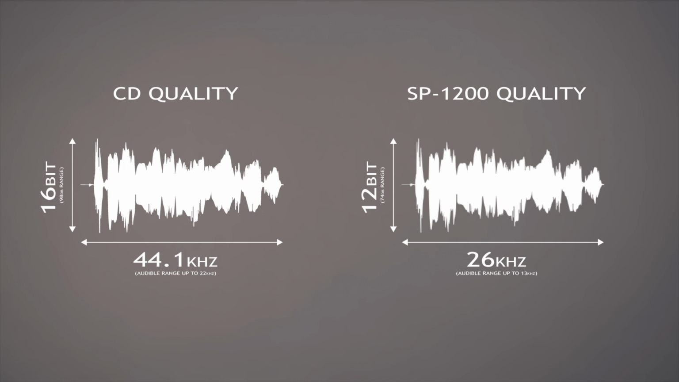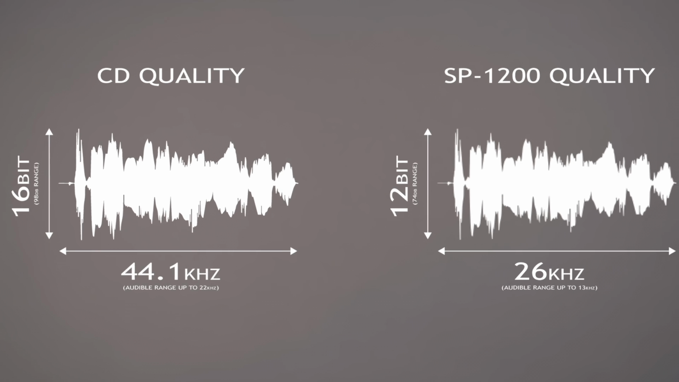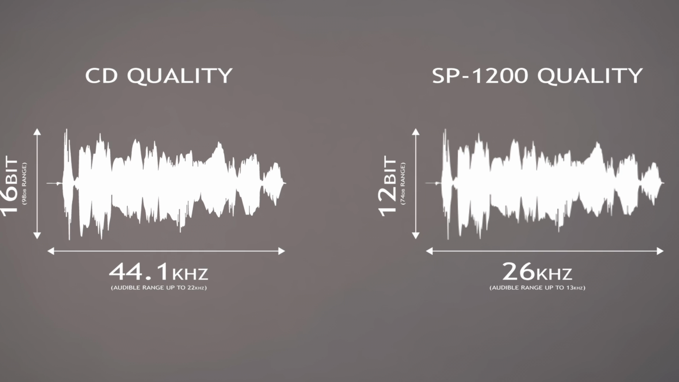When we compare this to the CD quality example, we can see we have a much lower signal-to-noise ratio, 74 versus 98, so that noise floor is starting to creep up and we're getting way less resolution to the audio. And then we can see that the SP1200's maximum audible frequency is significantly lower than CD quality, and that difference will be perceivable by the human ear. We're starting to lose the higher frequencies, and the overall tone is going to be darker.